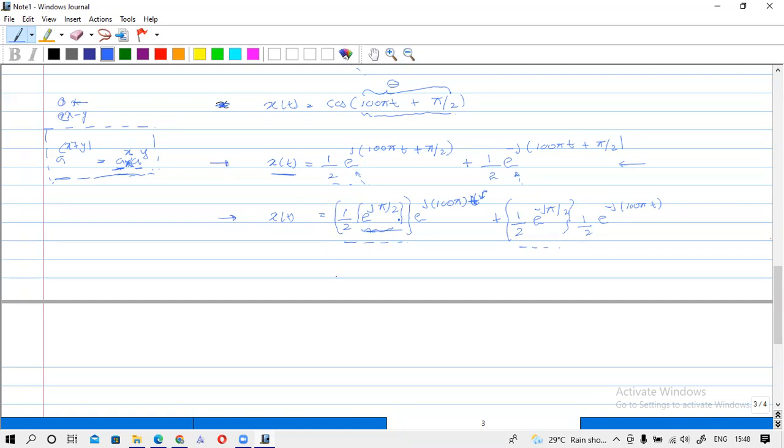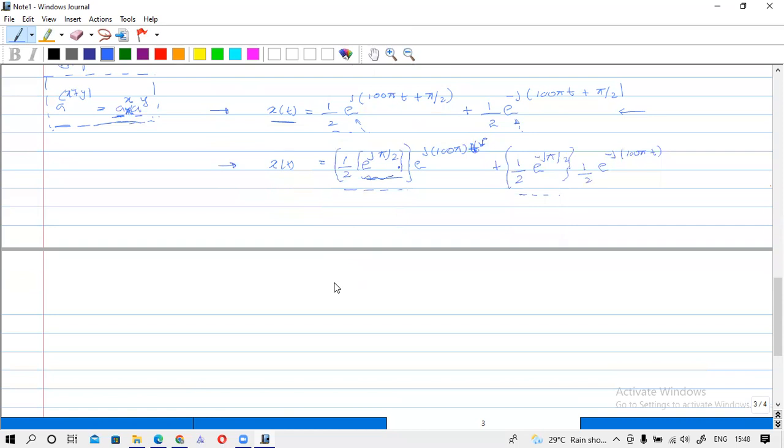So now we have already written this x(t) in terms of exponential terms. These are constants, so these are the coefficients, and these will be the exponential terms. Then how do we find the coefficients? How do we find the coefficients?